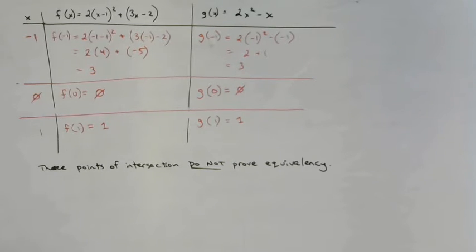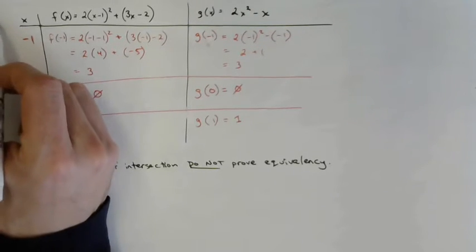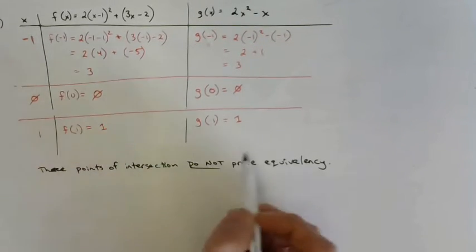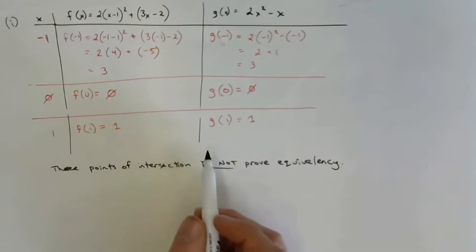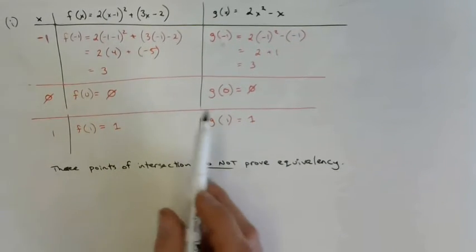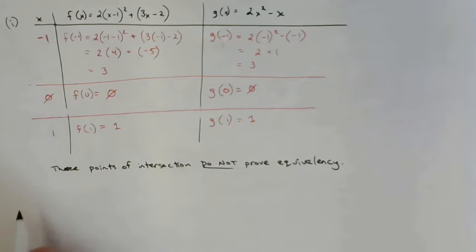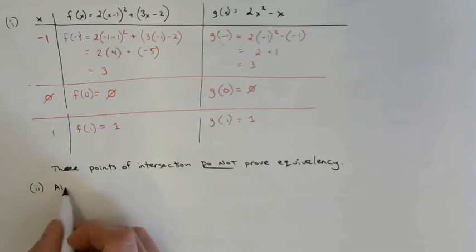What do we need to do? We need to check this algebraically. So this was step 1, which said pick 3 points and see if you can show that it's equivalent. We showed that it had the same value at those 3 points, but it didn't prove equivalency. Step number 2 says work algebraically.